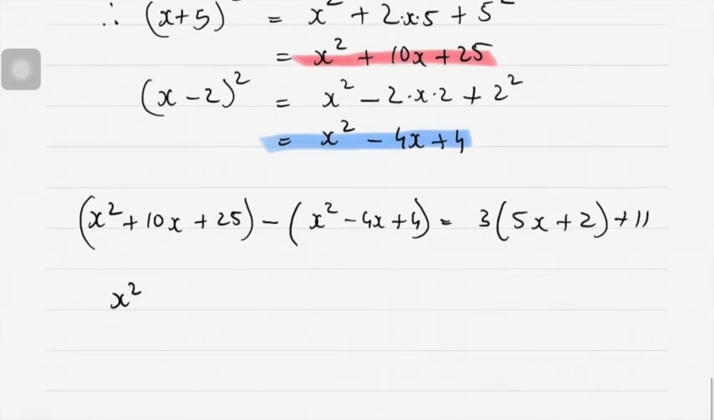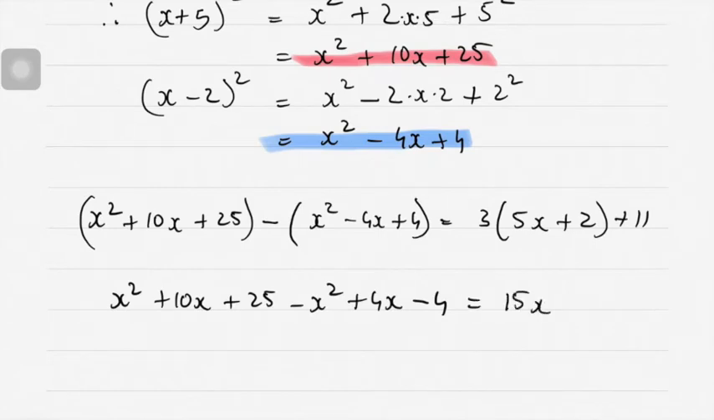Okay. So x² + 10x + 25 − x². Now minus minus will become plus 4x. Minus plus will become minus 4. Is equal to 3 into 5 is 15x + 6 + 11. Okay. Now x² − x² I'll cancel.